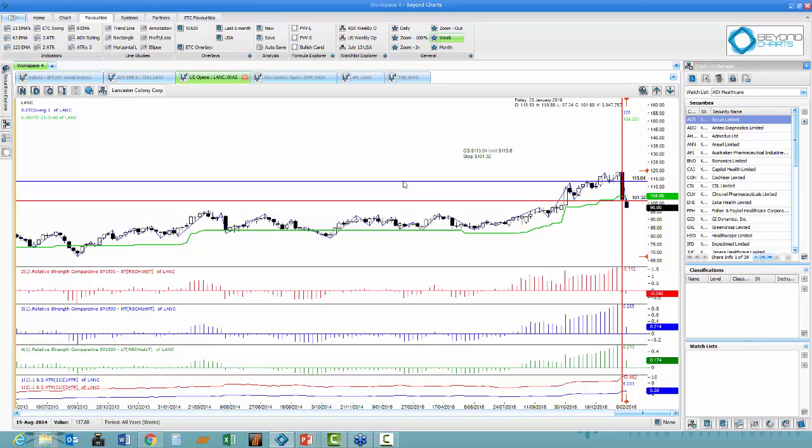Did anybody manage to find any new setups worth having a look at, either in Australia or the US? Probably none. I scanned about 2,800 stocks in the US and around about 2,500 thereabouts in the Australian market. So certainly not a lot happening on the long side of the market, so the upward side at this particular point in time.